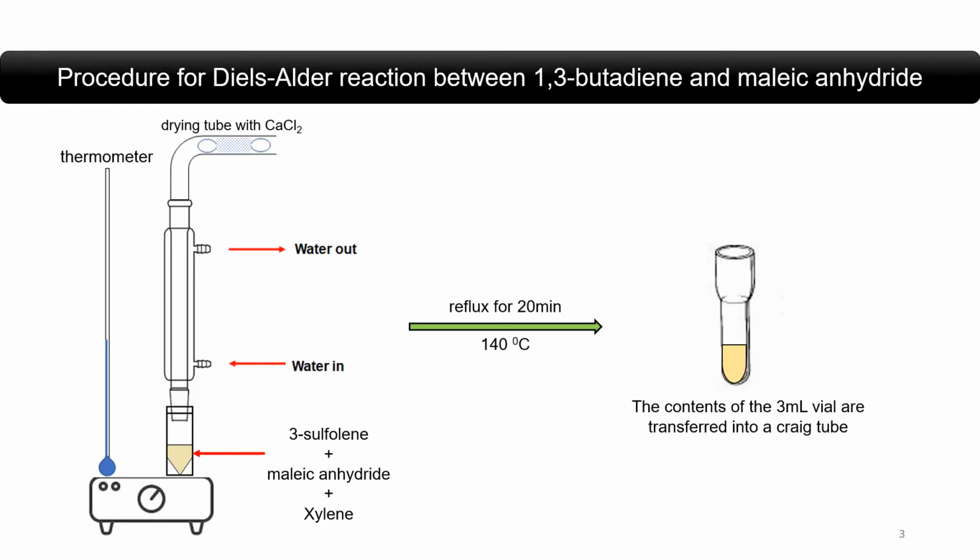Now here is our setup for the experiment. We are going to have a 3 ml vial to which we will measure 3-sulfolene, maleic anhydride, and add the solvent xylene. And then we are going to fix a condenser to it. And the purpose of the condenser is to cool the system.